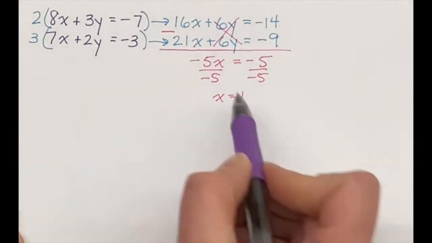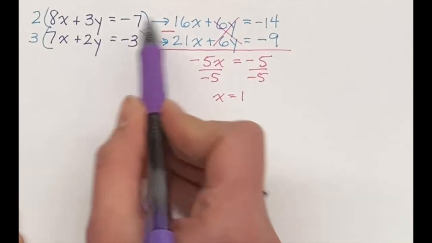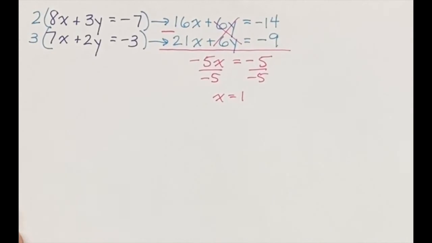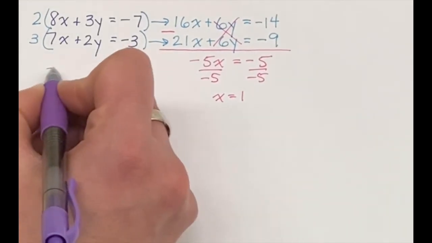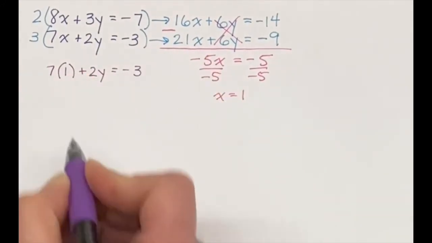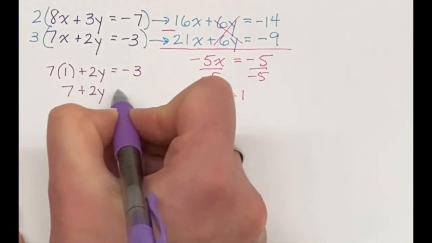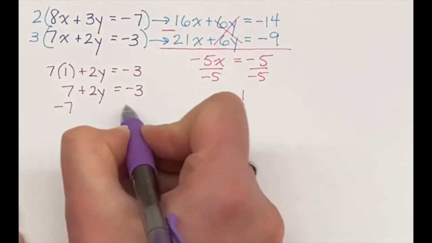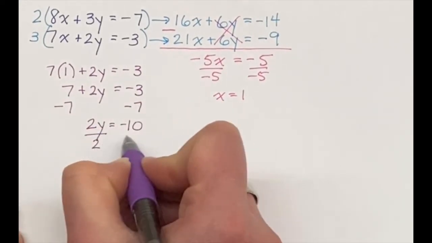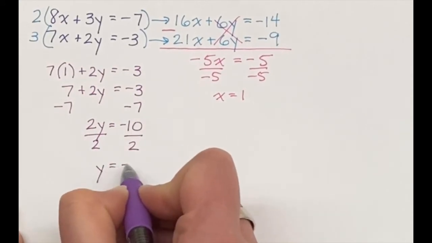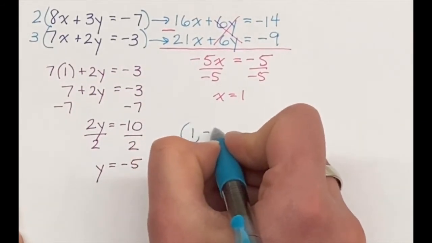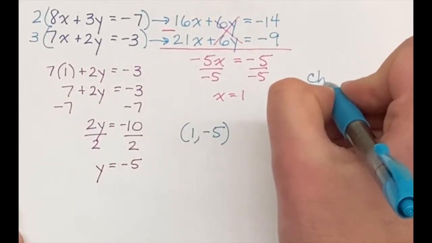Plug that 1 value into one of your equations. You technically have 4 to choose from. I would choose one of the originals just because the numbers are a little bit smaller. So I'm going to choose the bottom equation. Instead of x, I'm going to plug a 1 in, and then I have 2y is equal to negative 3. So 7 plus 2y is equal to negative 3. Subtract 7 from both sides. I have 2y is equal to negative 10. Divide everything by 2. Y is equal to negative 5. I believe my answer is 1 comma negative 5, but I need to do the check to be certain.